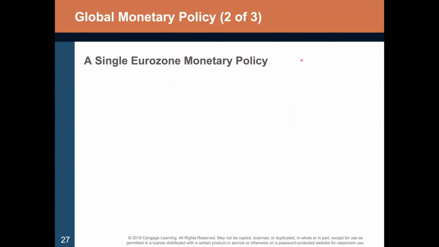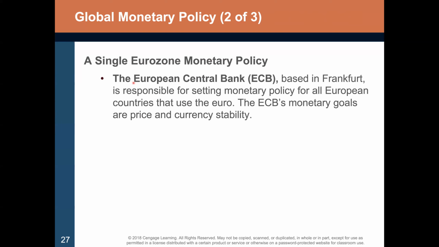Let's look at a single Eurozone monetary policy. This has been an interesting experiment to watch. We have this European Central Bank, based in Frankfurt. It's responsible for setting monetary policy for all European countries that use the euro. Up until this year, the UK was a member of the European Union, but they did not use the euro. They used the Bank of England, and because they didn't adopt the euro, they weren't beholden to the European Central Bank. The European Central Bank's monetary goals are price and currency stability, very similar to the Fed's mandate.